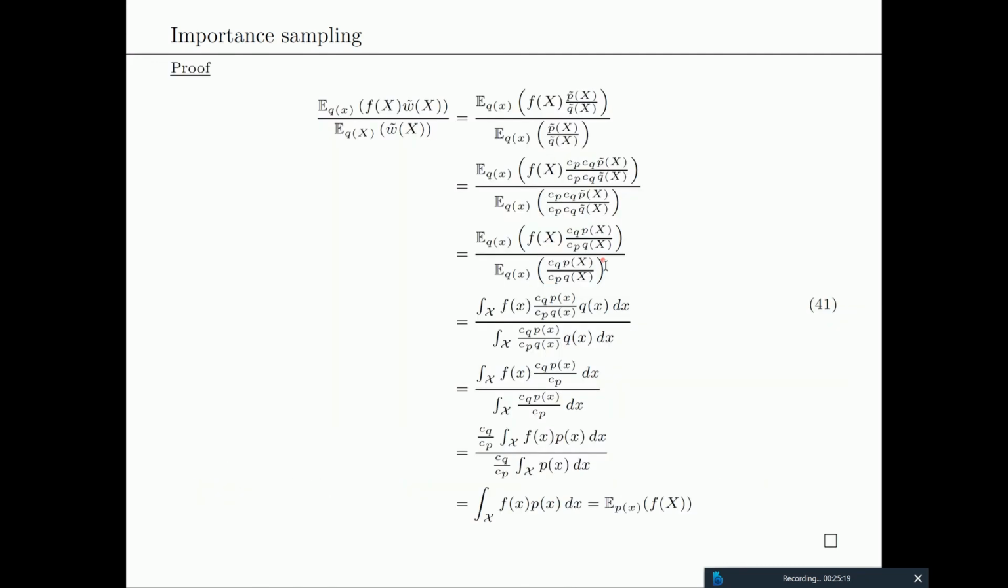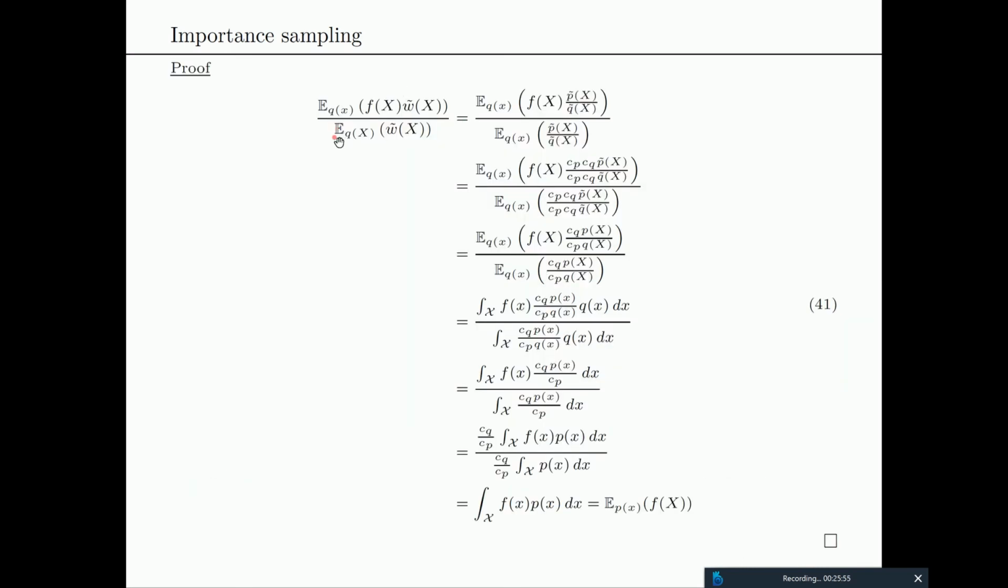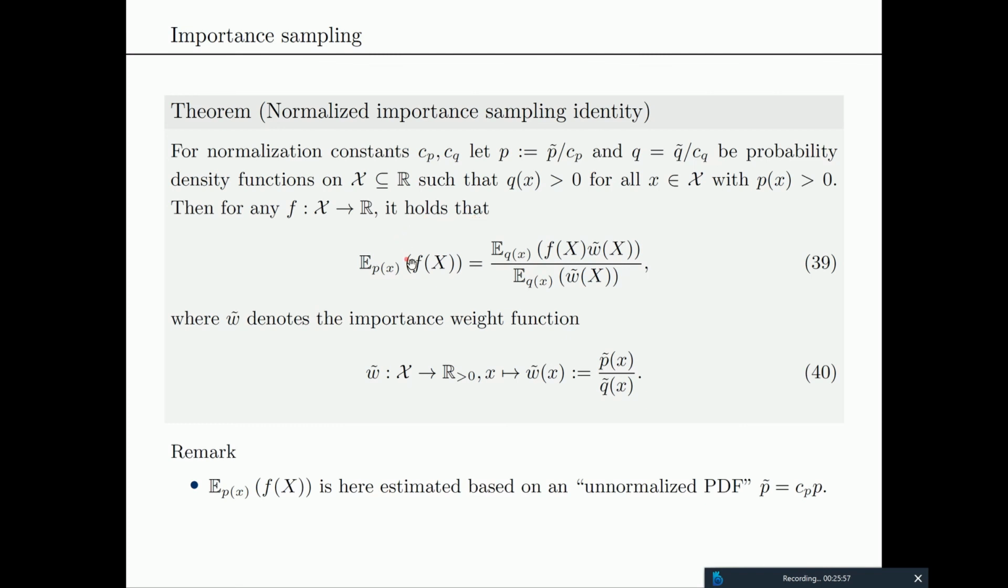And why this holds is then shown on the next slide. It's slightly different from what we've seen before, because here it's now the expectation under q(x) of this, but then divided by the expectation under q(x) of this weight function. And in a way you can already get the idea based on this that the normalization constants just cancel out. So the first question is, why does this hold?